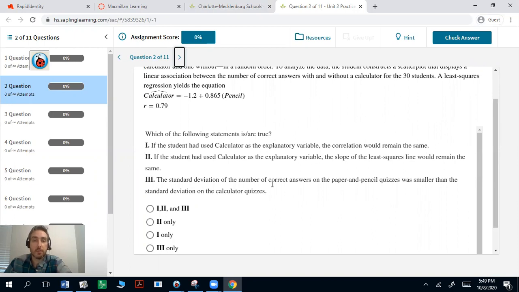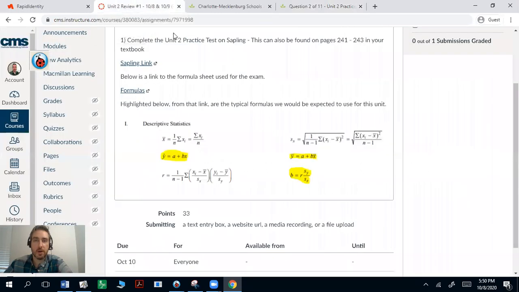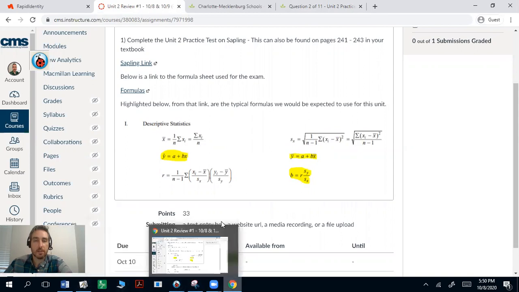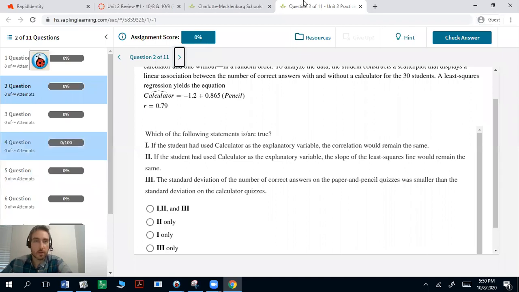3: the standard deviation of the number of correct answers on the paper and pencil quizzes was smaller than the standard deviation on the calculator quiz. Now that one got me the first time I read it too. So I initially dismissed that, but I want you to think back to this formula. We touched upon it at the beginning of the unit. We have our 3 main formulas we tend to use, but let's look at this one right here: b equals r times s_y over s_x. That formula is the slope formula, and I want to play with that a little bit.